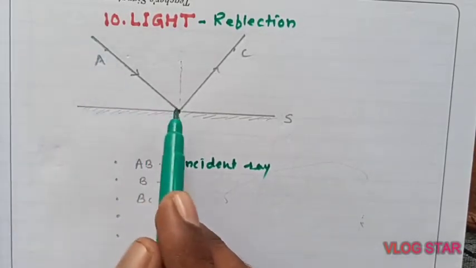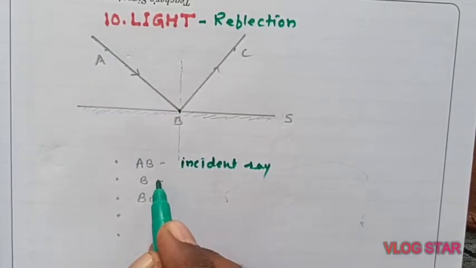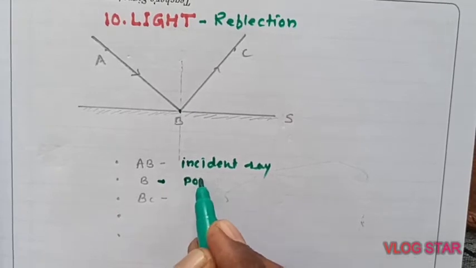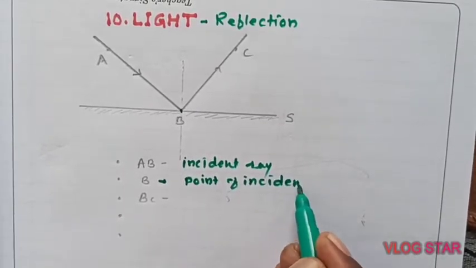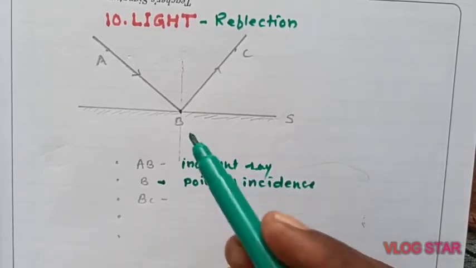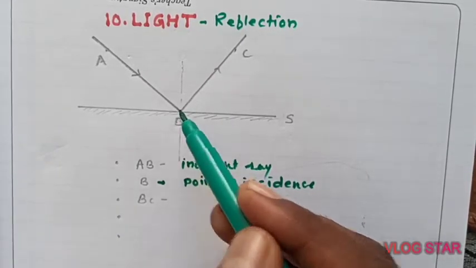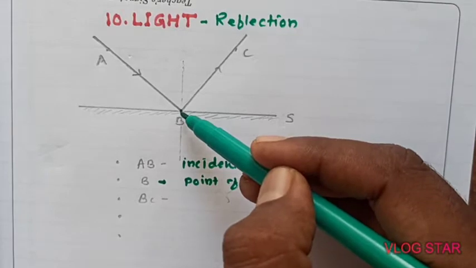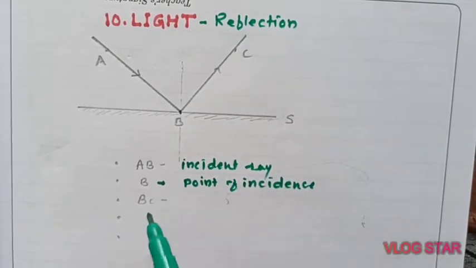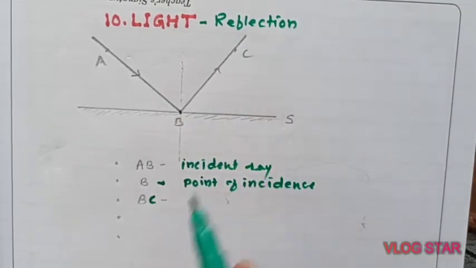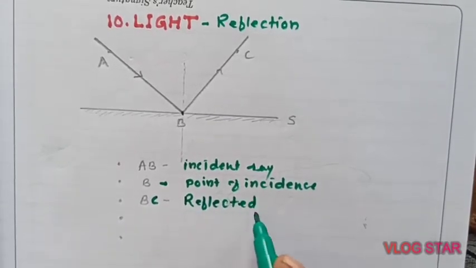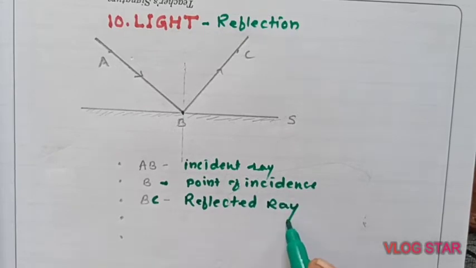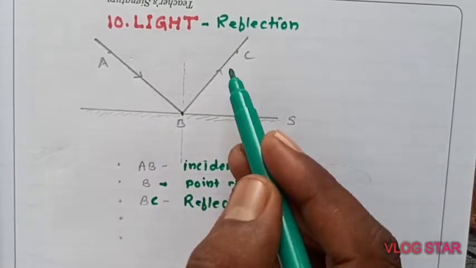That light falls at a point B. So B is called the point of incidence. Once that light falls at that point, it will bounce back in the direction BC. So ray BC is called the reflected ray. So we got the incident ray and the reflected ray.